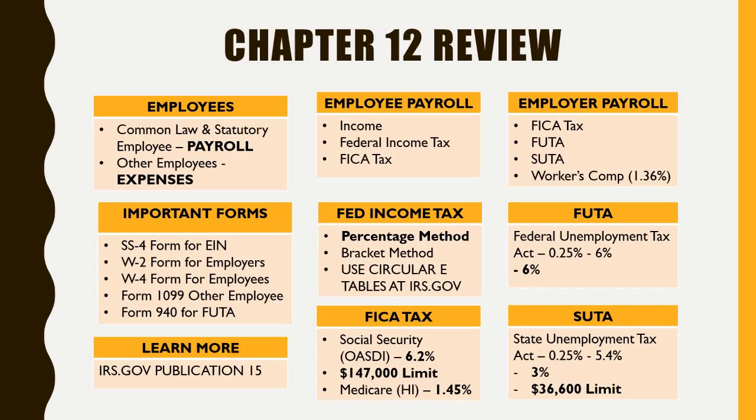All right, so chapter review. We talked about payroll and the necessary components to compute payroll. We talked about who is on your payroll, which is going to be your common law employees and your statutory employees. Everybody else is just a mere expense, and you just pay them for what the job entails. Again, other important forms that you should know: we talked about the SS4 form for the employee identification number, the W2 form and the W4 form that's required for your employees, and then 1099s, and then 940, 941, all of that, okay?